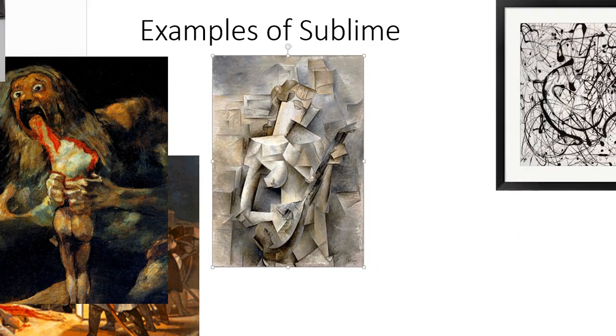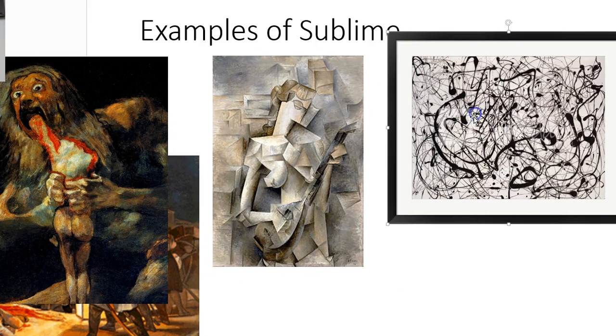Picasso's paintings, and this is Jackson Pollock. Many people have very negative responses, but the sublime was an aesthetic of the 20th century. And you can see it in Picasso, and that it's troubling and it's frustrating.